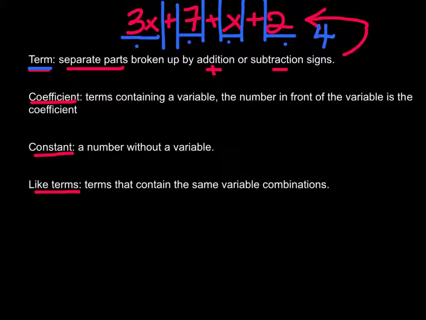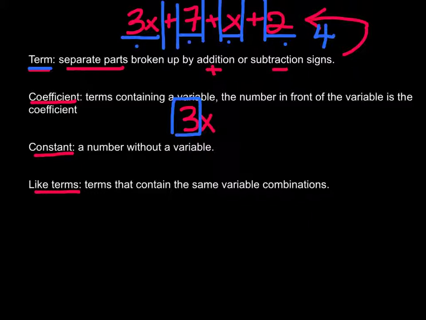Coefficients. Now coefficients, they are terms, so we already know what a term is. It's broken up by plus or minus signs. For terms containing a variable, the number in front of the variable is the coefficient. So let's look at this first term here, we have 3x. The coefficient is just that 3. It's the number that's in front of the variable.